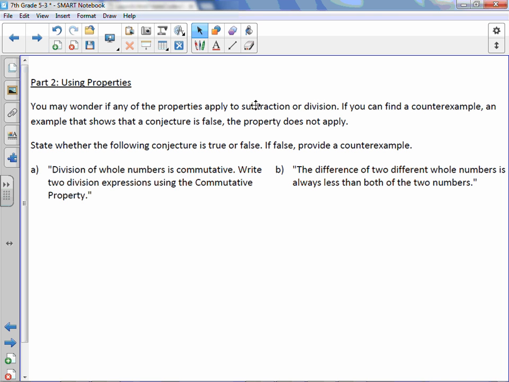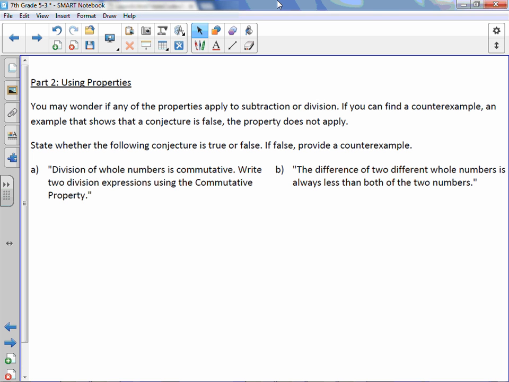You will need to know all of those properties. You may wonder if any of the properties apply to subtraction or division. If you can find a counterexample, or an example that shows that a conjecture is false, then the property does not apply. A conjecture is a mathematical statement which appears to be true. It's just not proven. It's pretty much a good guess or idea about a pattern. It doesn't mean it's necessarily true. And again, it has not been proven.